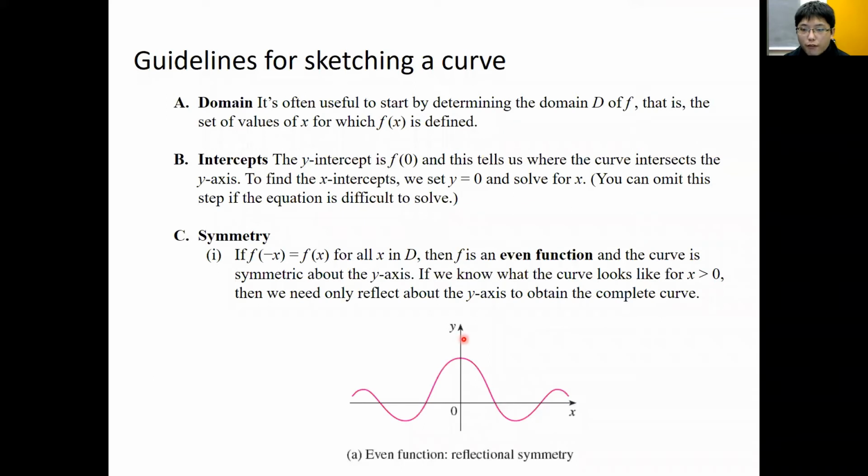So this is a graph of an even function. And to draw the graph, all we need to do is to first figure out what happens when x is positive and draw this part. Then we just reflect this part about the y-axis to obtain the complete curve. So this is one case when the symmetry simplifies the process of graph sketching.